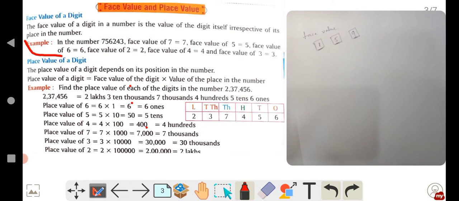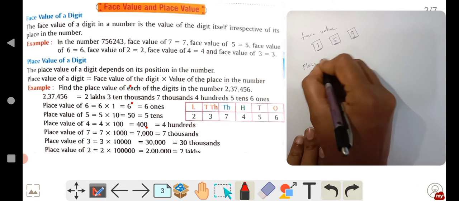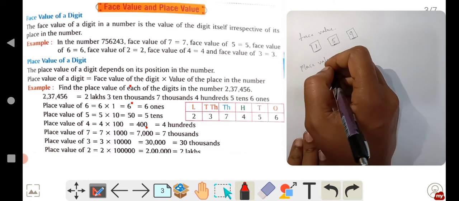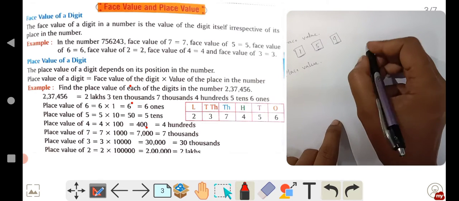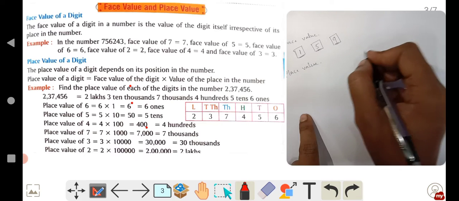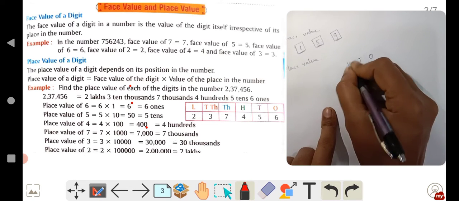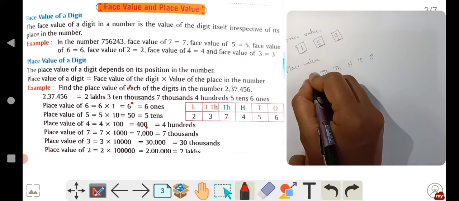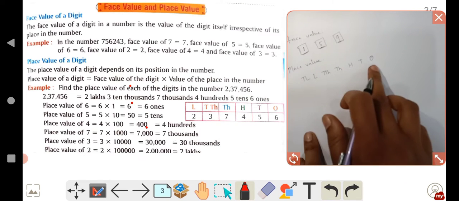Then coming to the place value, I think now face value is clear for you. So what do you mean by place value? In the Indian and international place value chart, you have seen the places. So which are the places here? That is ones, tens, hundreds, thousands, ten thousands, lakh, ten lakh. So these are the places.